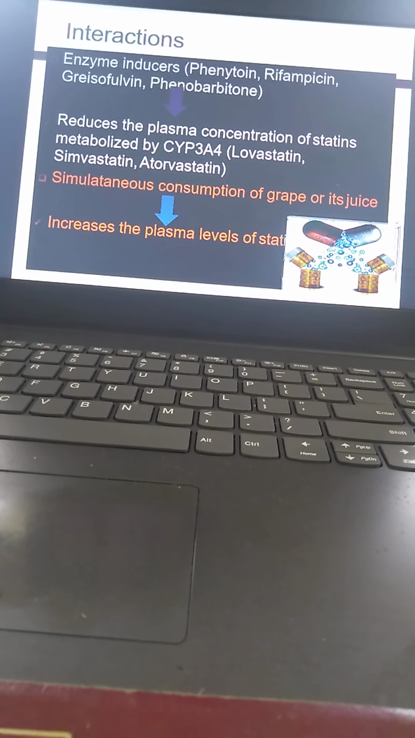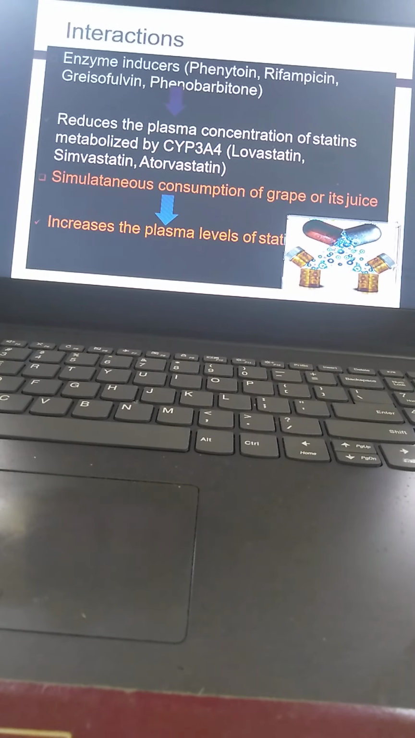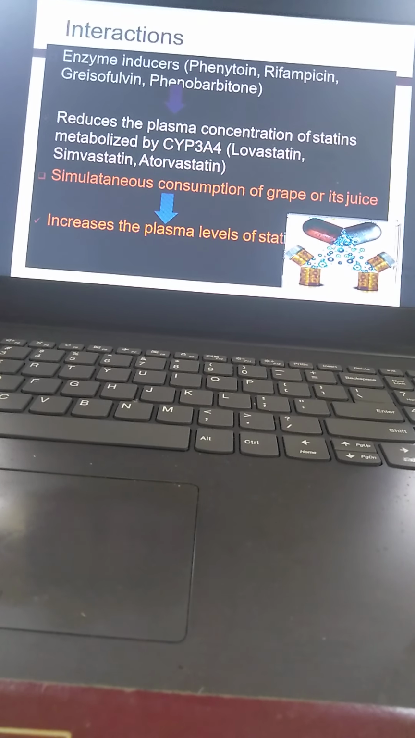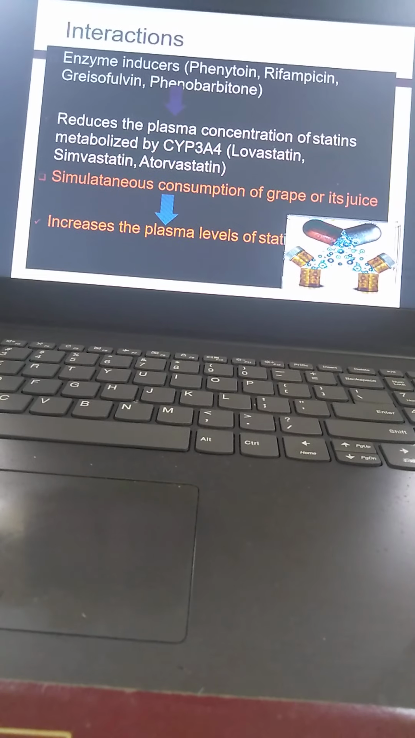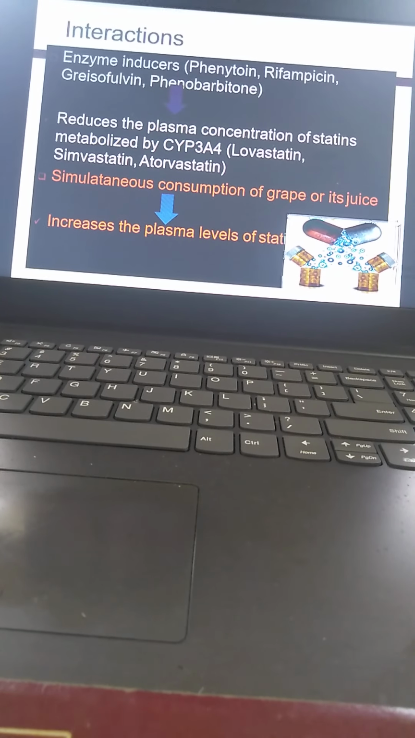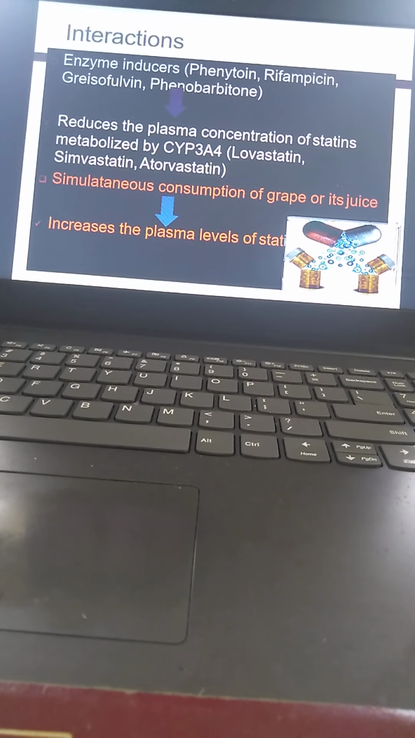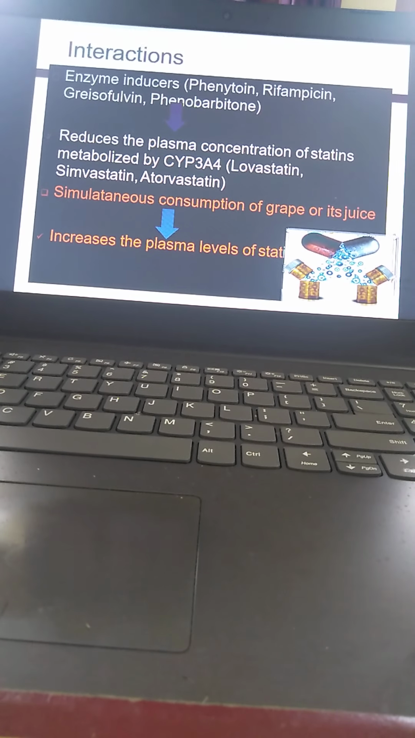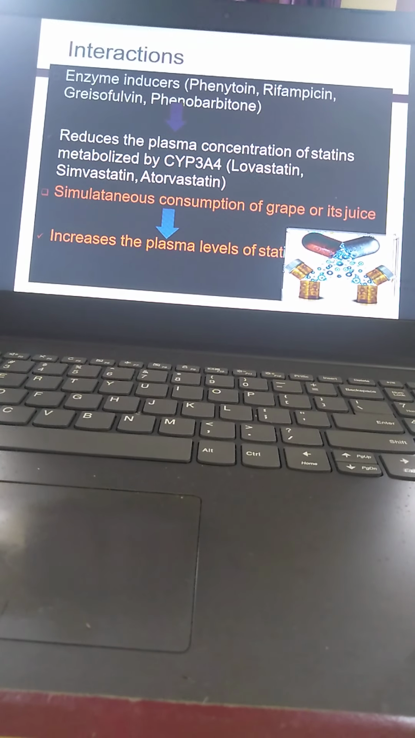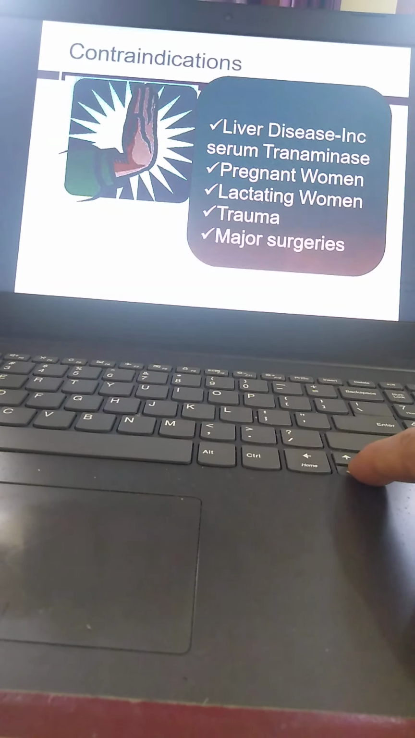Simultaneous consumption of grape or its juice: if you take grape juice with the drug, it increases the plasma level. That means it inhibits the drug's metabolism. So grape juice or any juice of grape type reduces the metabolism, and it increases the plasma level of statins.